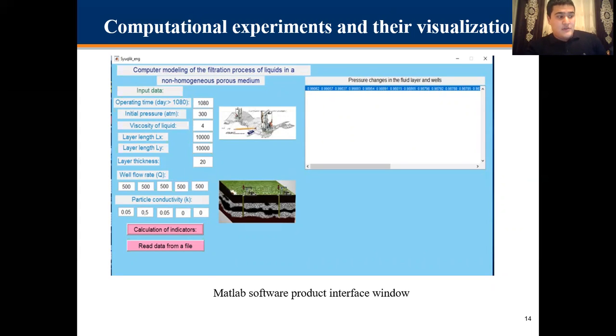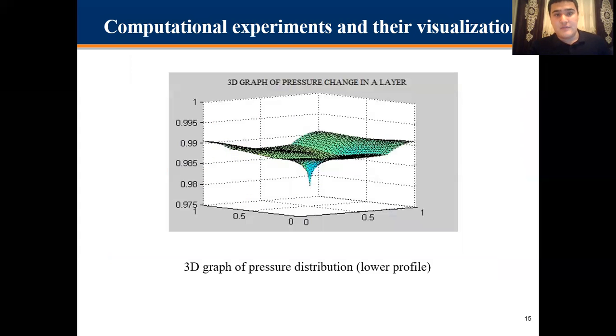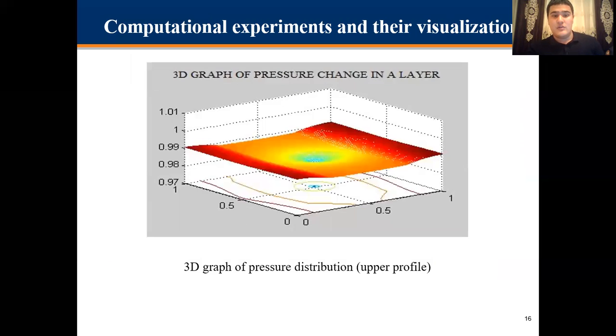You can enter parameters of the oil fields and the system created by the authors will calculate according to the formulas above. Then you can see the result in the form of a 3D graph. So this is the 3D graph of pressure distribution of the lower profile, and the second one is the 3D graph of the pressure distribution of the upper profile.